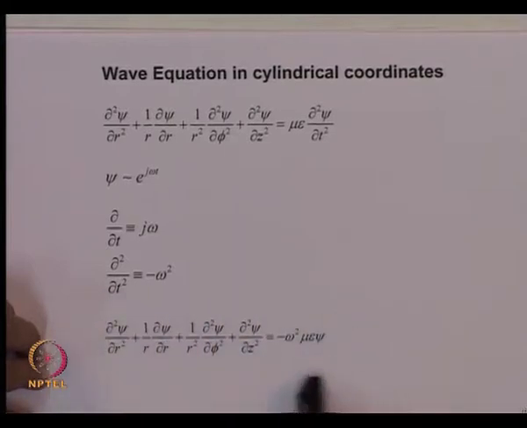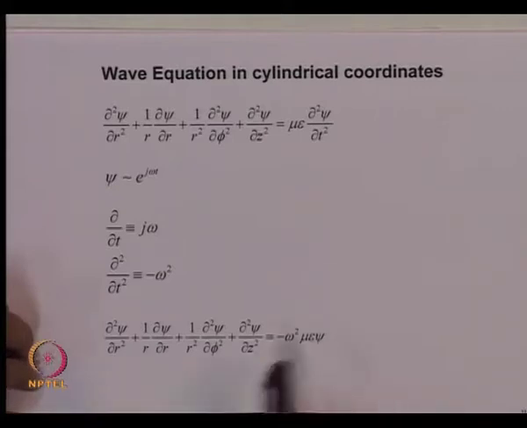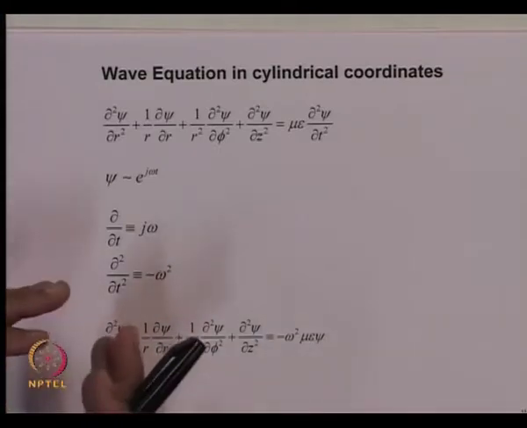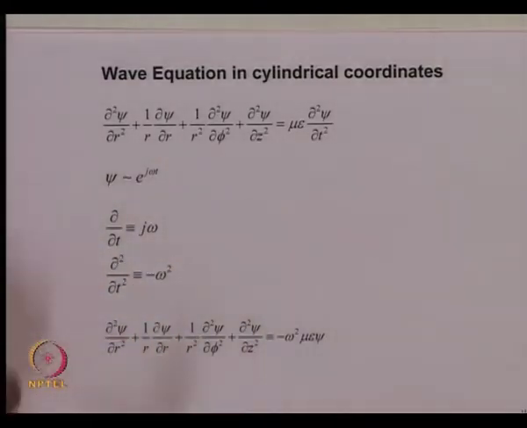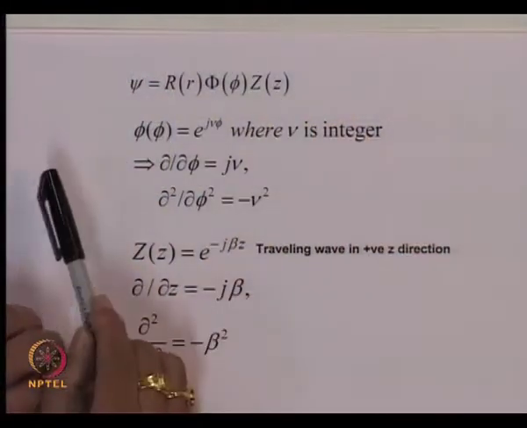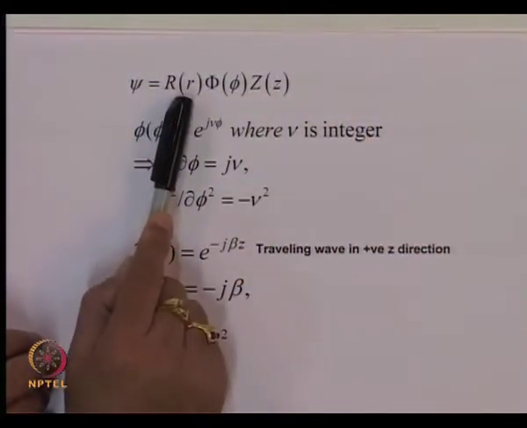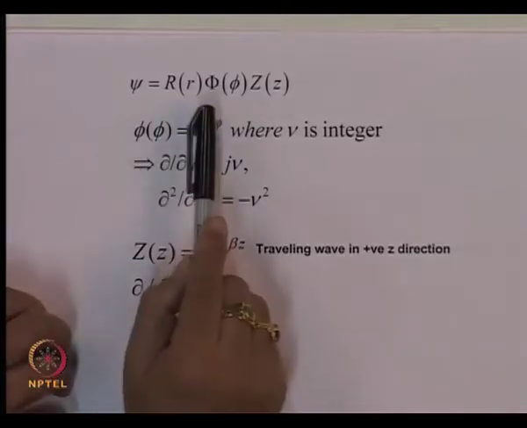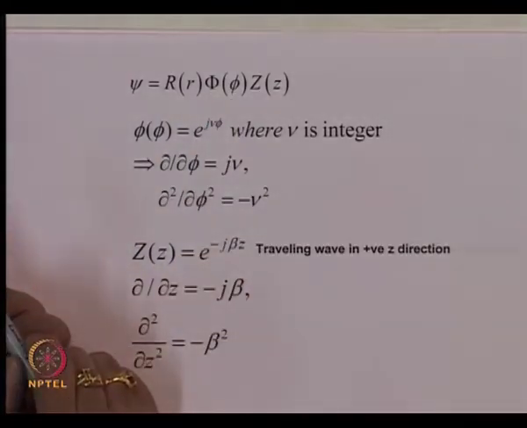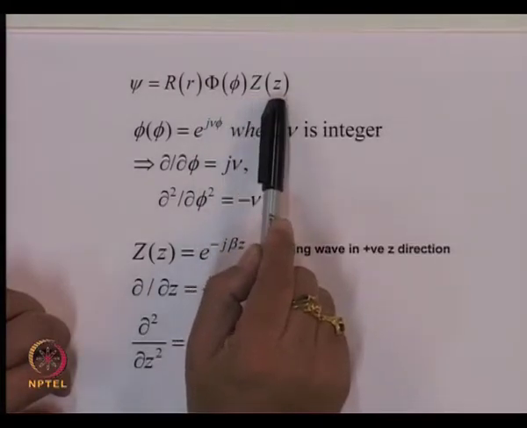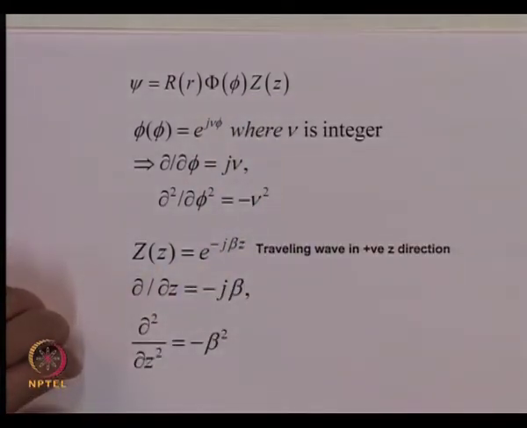This equation we can solve by using what is called the separation of variables technique. So, we assume that psi is a product of functions. Each function is a function of either r or phi or z. So, if you apply separation of variables, let us say psi can be represented by some function capital R of r, some function phi of angle phi, and some function Z of distance z along the axis of the fiber.